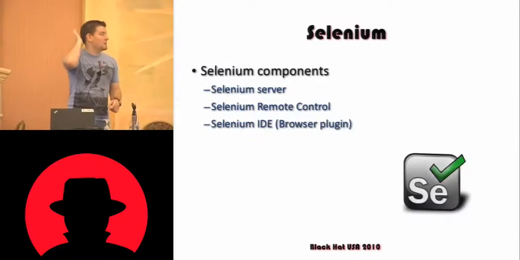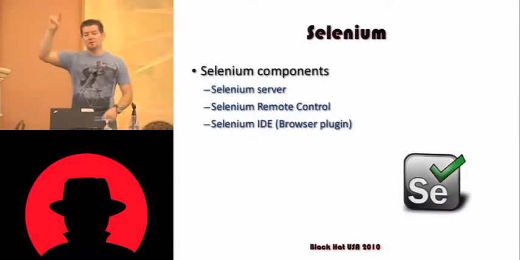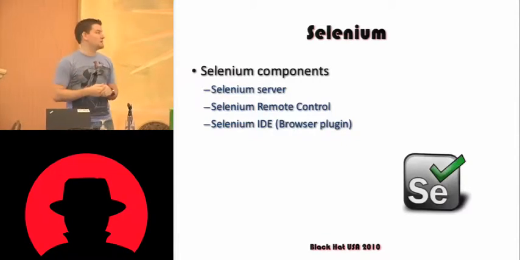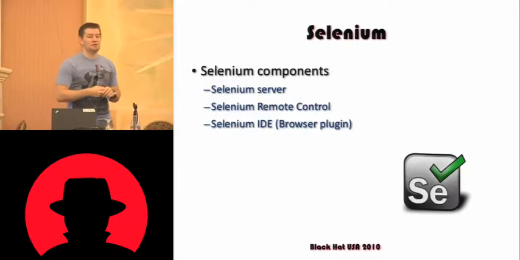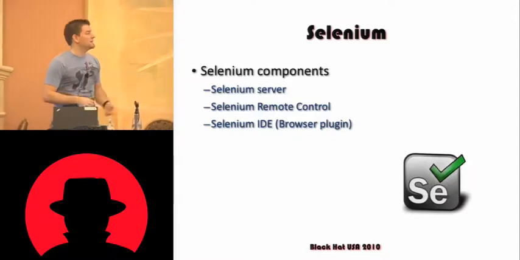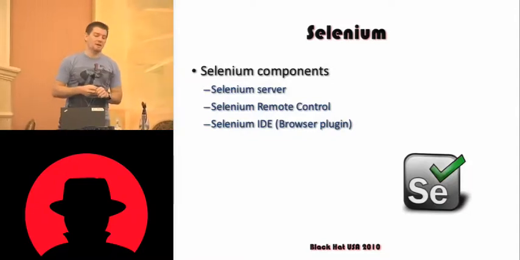So there's a couple of different components to Selenium. There's the server, which is written in Java, that sits there, listens for the request to come in, and launches the browser. The remote control, which is your Python interface, so it'd be selenium.py when you download the code. And then the browser plugin, which is a Firefox plugin.